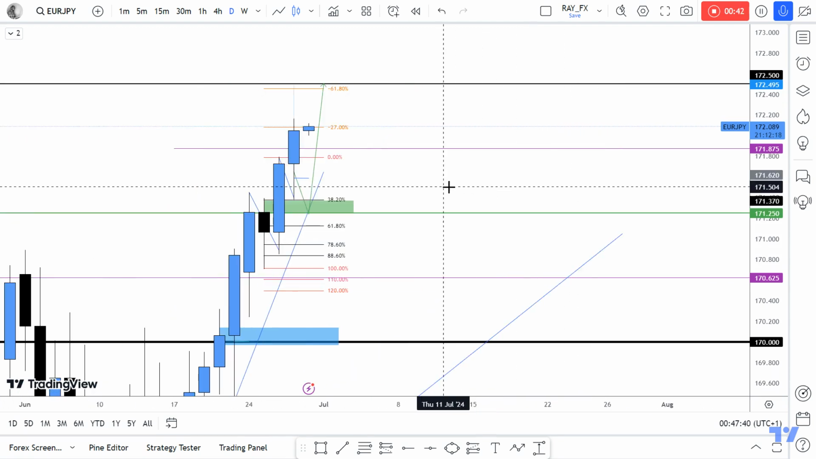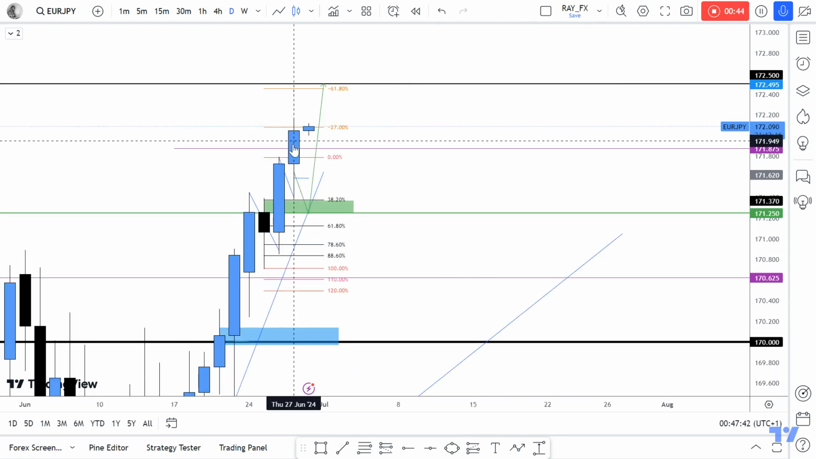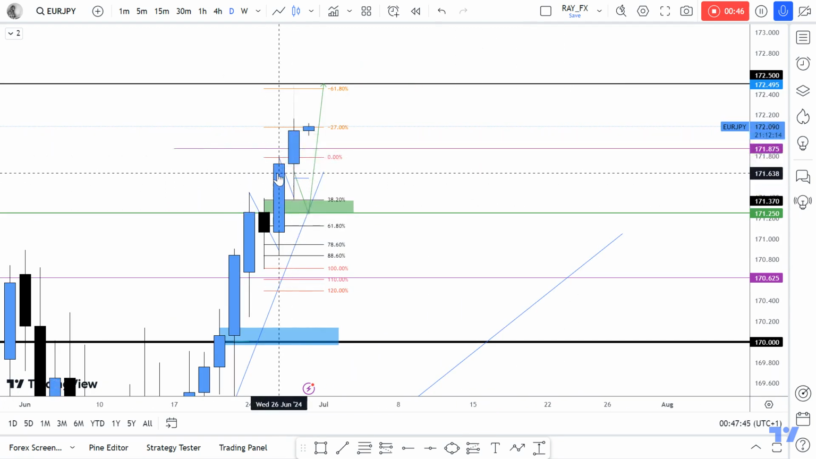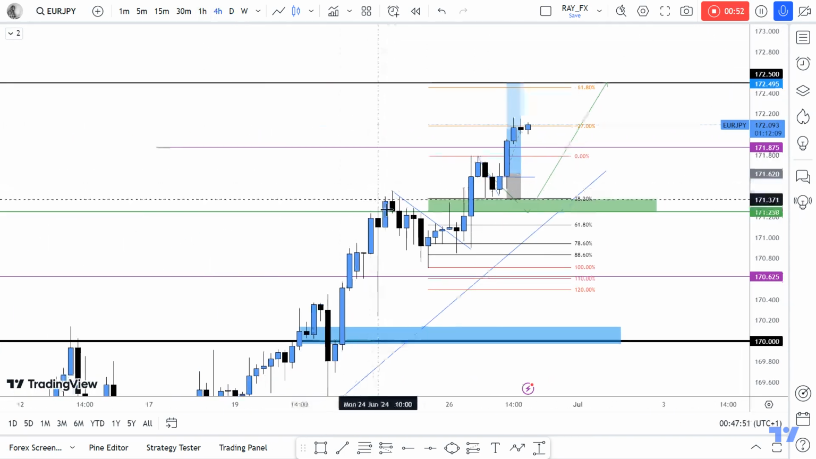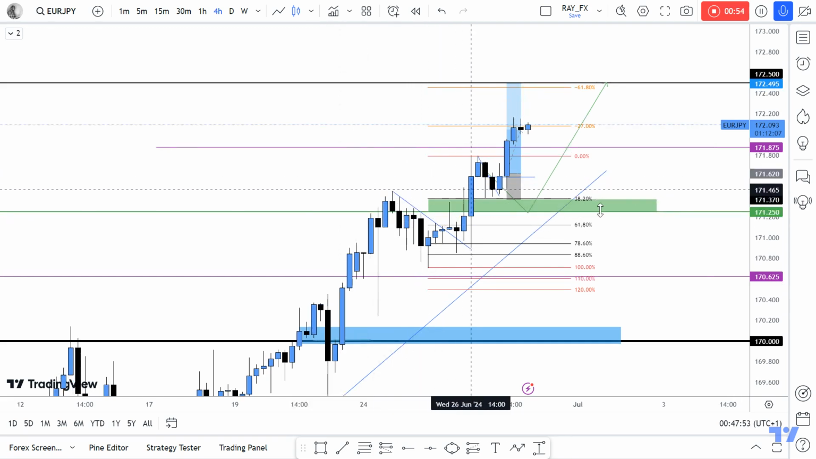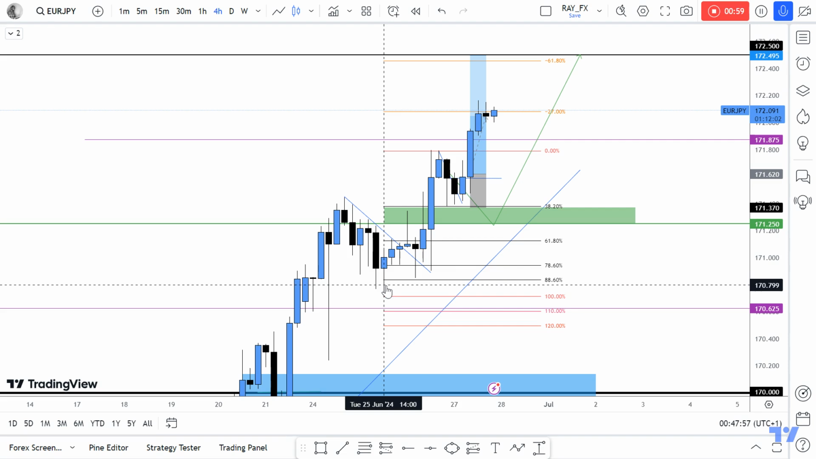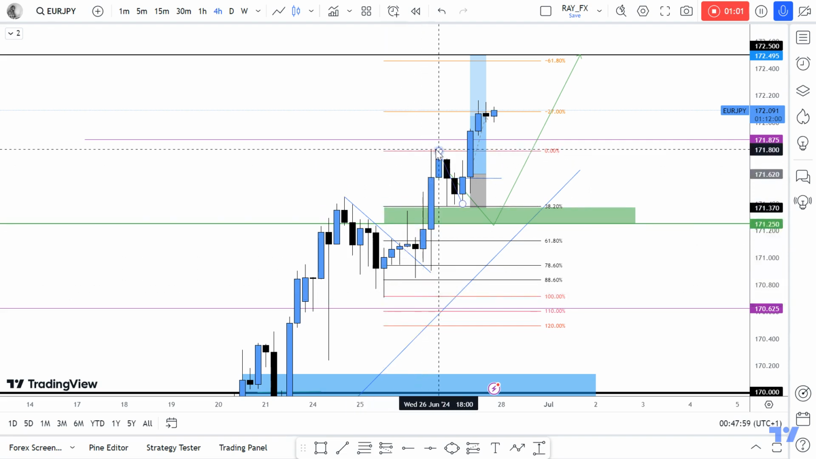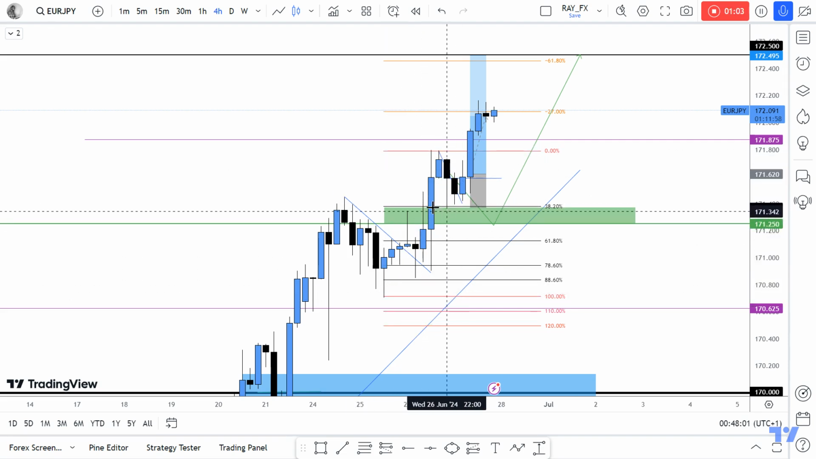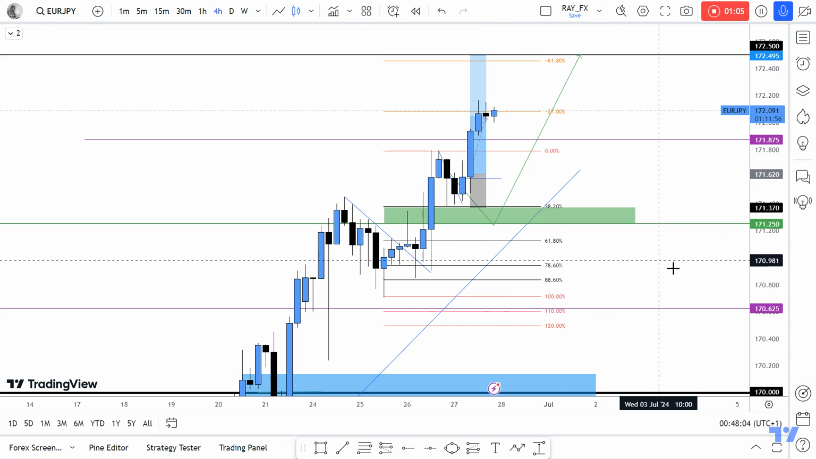Nonetheless, I was looking at GU continuing the daily momentum, seeing how the daily candle closed the day before yesterday, which is quite bullish above 171,250. Looking at the 4 hour time frame structure, I saw that it made a higher high area here. So I drew out my fib, higher high, higher low, and marked out this zone.